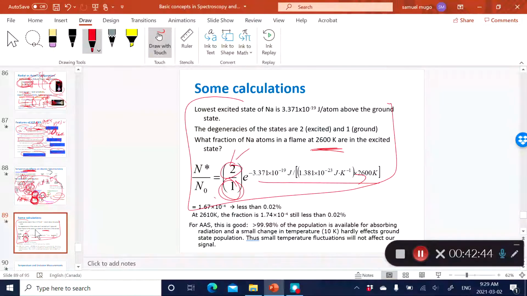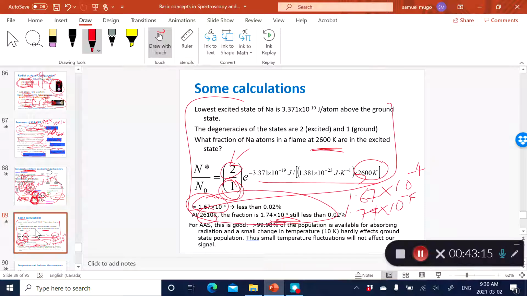and when you do your calculations, you can see that the N star over the N0 is equal to that. And when you change it to 2610 Kelvin, you see the N star over the N0 becomes this. Now, you can see that these numbers are not very different. The 1.67 times 10 to the power minus 4 is very, very close to 1.74 times 10 to the power minus 4. They don't look very significant, because they mean that largely in either case, you've got about 99.98% of the atoms in the ground state, okay?